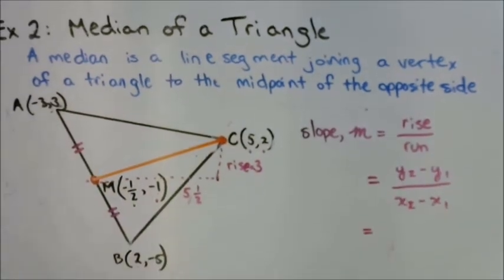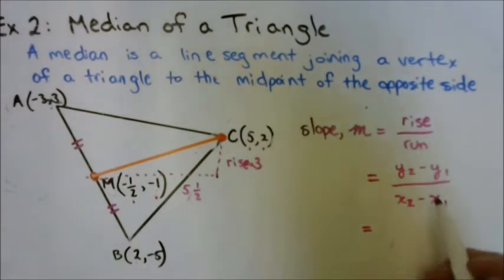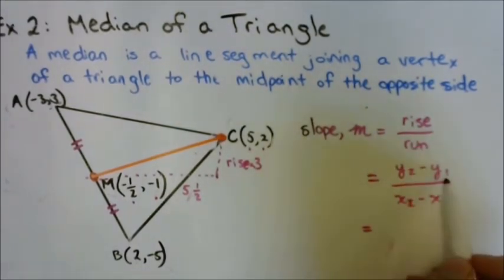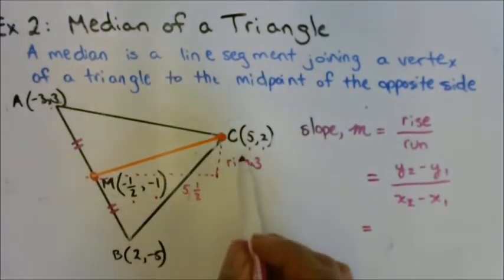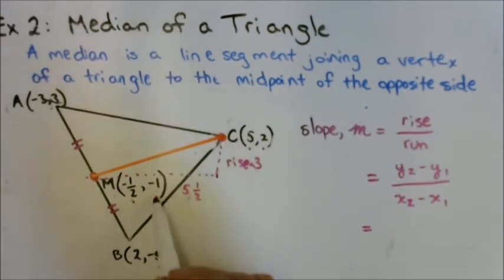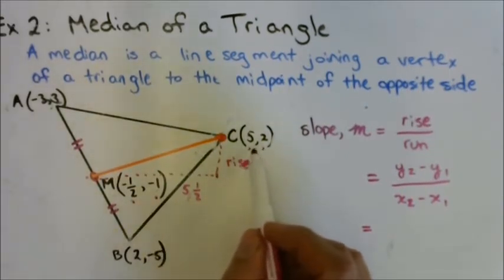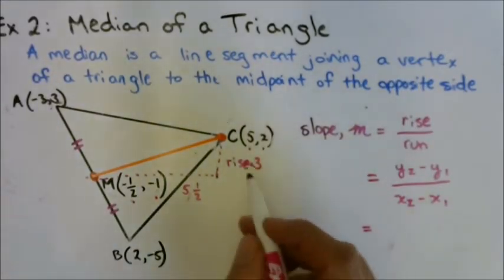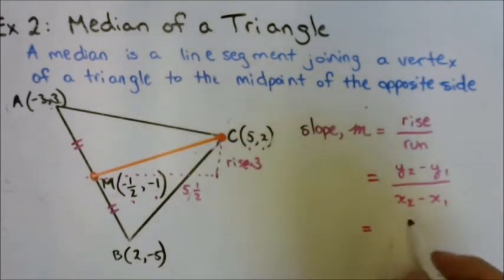Let's show that mathematically. Okay, so we've got over here our new points. We're going to do rise over run, which is the change in y over the change in x. So the change in y is just y2 minus y1. Change in x is x2 minus x1. We need to decide which of our points is going to be x1, y1, and which of our points is going to be x2, y2. And it doesn't matter which point you choose, as long as you're consistent. Okay, so we're going to start with point C as y2 and x2.